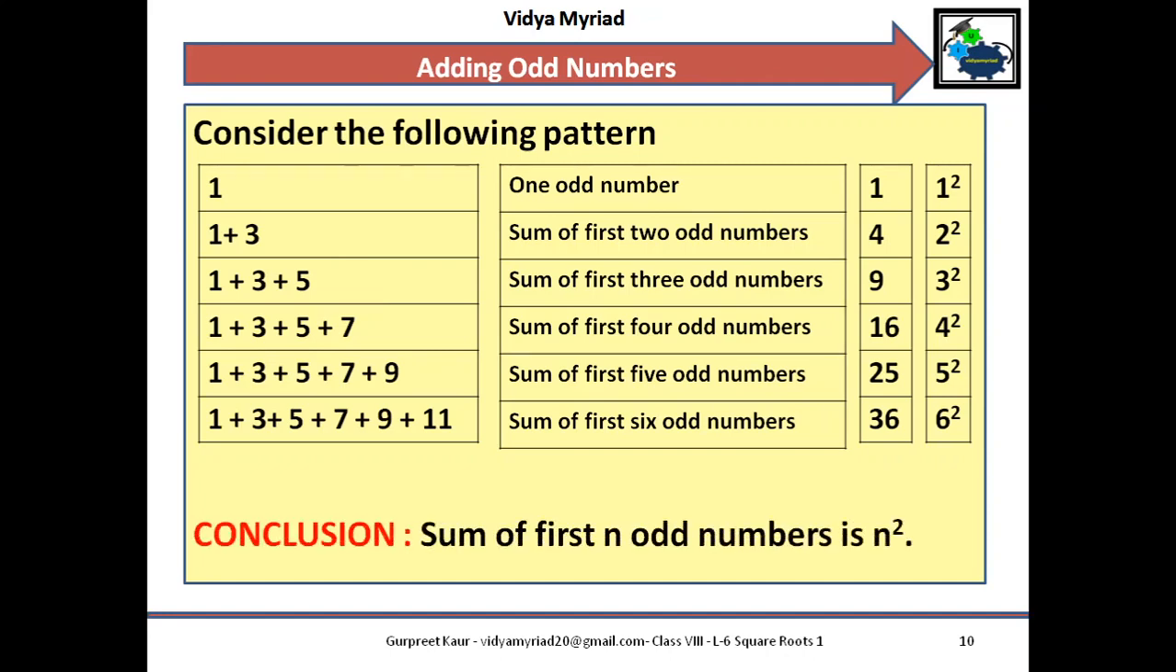So we can say that the sum of the first n odd numbers is n squared. If your odd numbers start from 1 and continue in series, your answer comes to n squared. N means how many numbers there are. Look at the last one: 1 plus 3 plus 5 plus 7 plus 9 plus 11. How many odd numbers are there? There are 6 odd numbers. So my answer is 6 squared, that is 36.